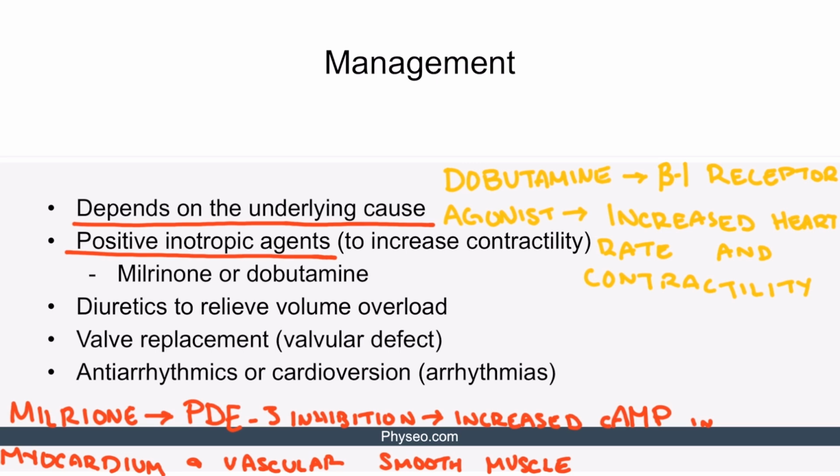Now, diuretic medications, such as loop diuretics, are also commonly used to relieve volume overload. But that only treats the symptoms of volume overload. It doesn't actually treat the cardiogenic shock itself. But keep in mind that you can use diuretics because of the volume overload caused by the cardiogenic shock. Now, if a cause of cardiogenic shock is a valvular defect, then of course you want to replace that defective valve. And if the shock is due to an arrhythmia, then you can use antiarrhythmics or perform cardioversion.